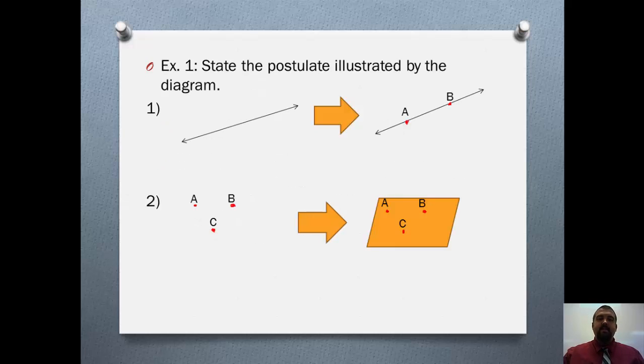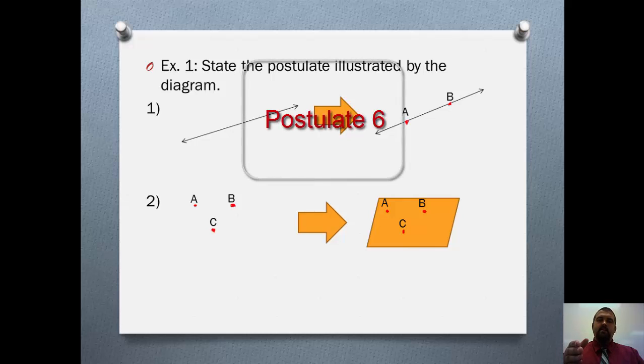So, now that you know all 11 postulates, I might ask you certain things like, hey, identify this postulate. So, for instance, I have 2 pictures here. State the postulate that's being shown. If I look at example 1, part 1, I see a line, then an arrow, and then a line with 2 points on it. That sure sounds like there's at least 2 points on a line. So I'm thinking this is postulate 6.